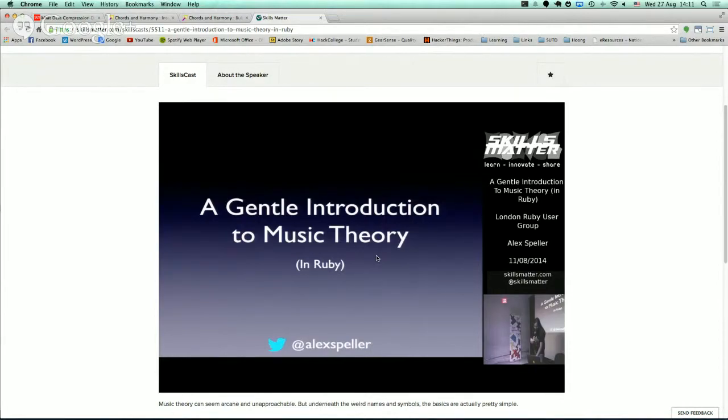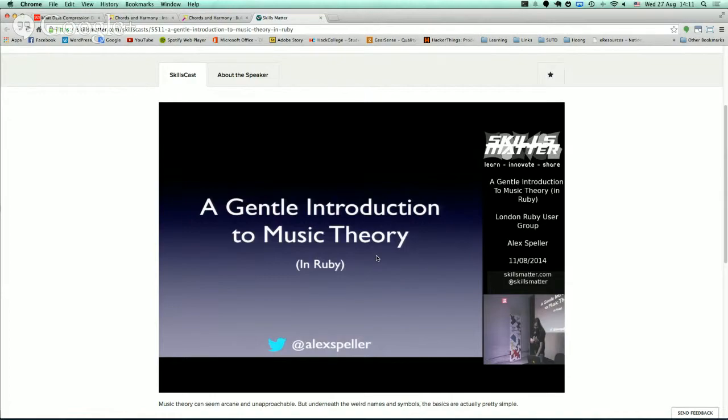This talk is basically an adaptation of that talk. I'm not going to discuss everything that he discusses, but it should give you a basic idea of how music theory works and how you might use Ruby to create music. This has nothing to do with Rails. This is purely for fun.